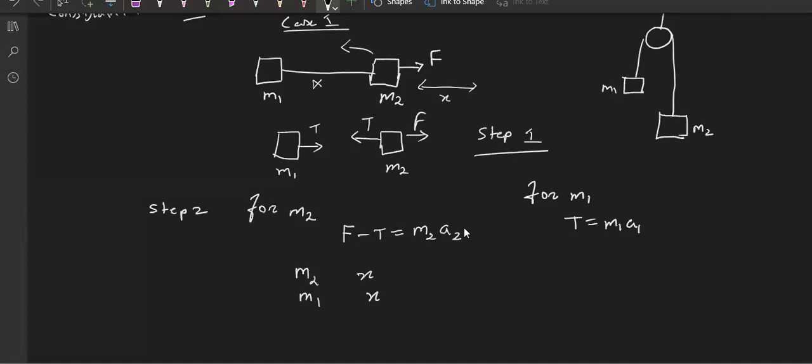So what would be the acceleration of M2 and M1? Obviously the acceleration of M2, suppose it is A, which is d square x by dt square. We know that acceleration is equal to dv by dt, which is equal to d square x by dt square, since it is differentiating x twice. Now M1 is also A. Got it? That is your constraint equation. So constraint equation, step 3.